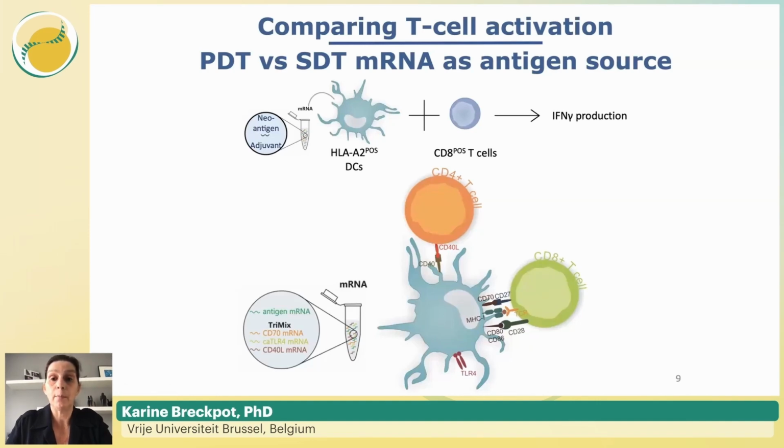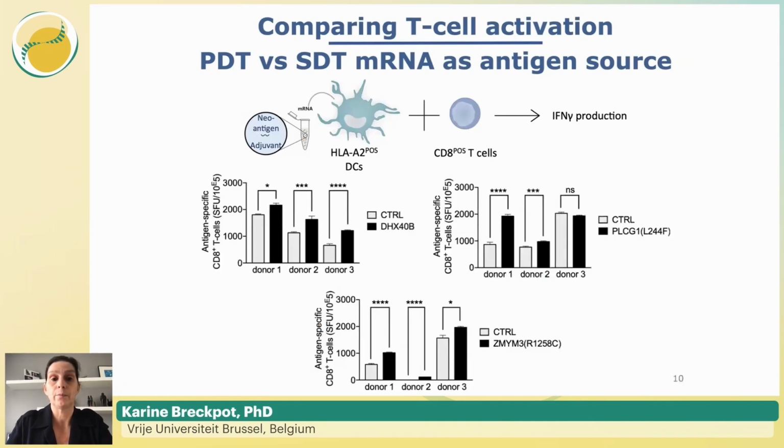Again, we looked at interferon gamma to see whether our system worked. As you can see here, with 3 different neoantigens that were evaluated in 3 different donors, we can see that some of them stimulate T cells in all 3 donors, like for instance the DHX40B and the one shown below, while some only elicit T cell responses in 2 out of 3 donors. So this shows that there's indeed a need to test these neoantigens for their immunogenicity, and also shows that our platform is perfectly suited for that.